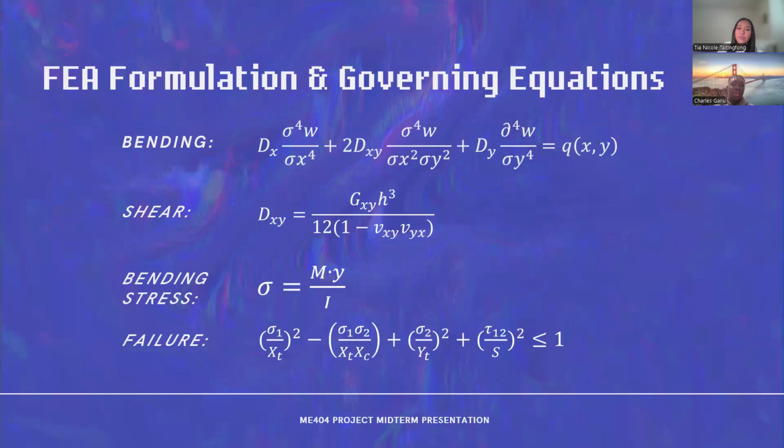Lastly, we have the Tsai-Hill failure criterion, and that would just have to be less than or equal to 1. If it is above 1, that would mean the structure is highly unsafe, and the structure would essentially deteriorate or face some type of deformation.